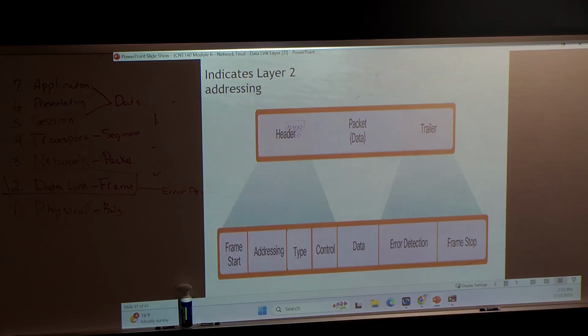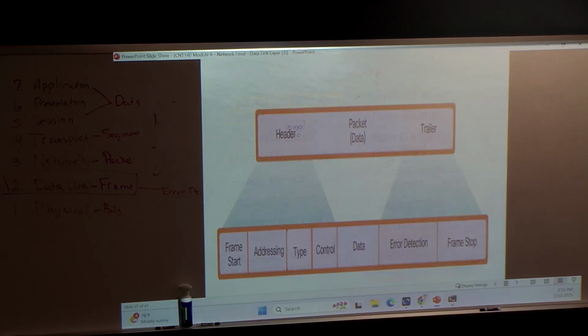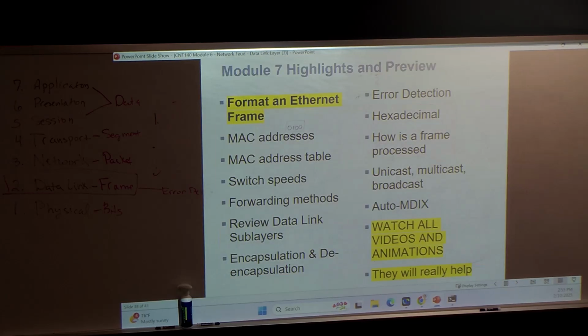Joe, indicates layer 2 addressing. Addressing, exactly. Oh, was that it? I think that's it. That is, shucks is right.